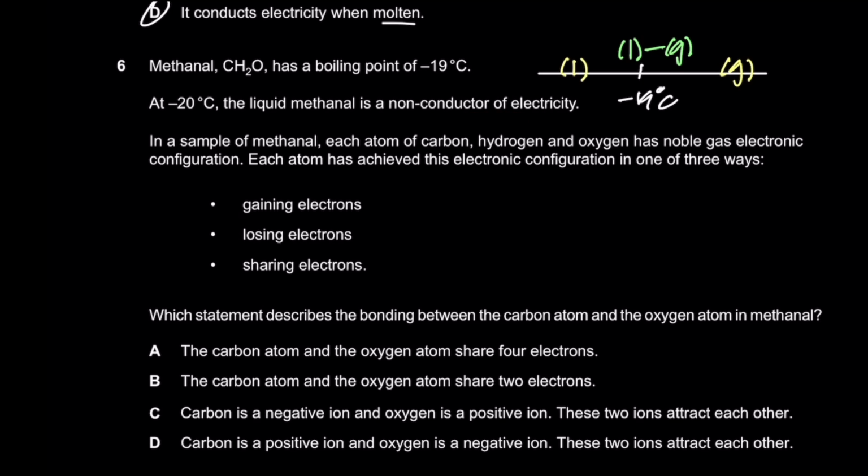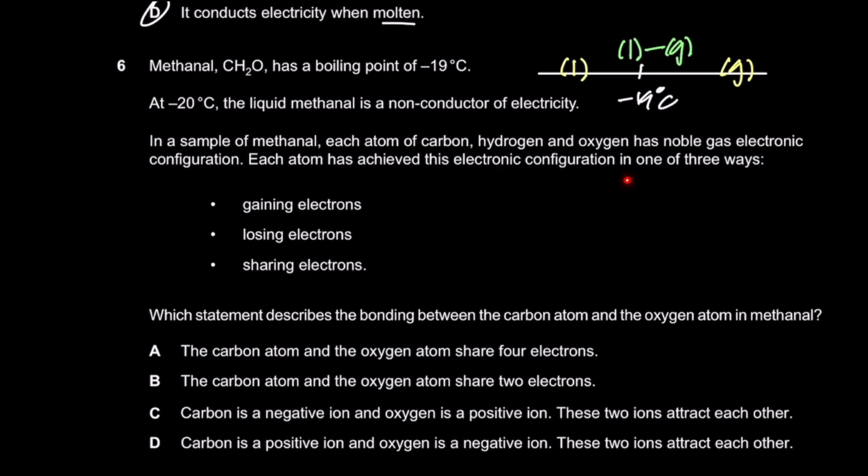Good. And what is methanol? It's an aldehyde, not in your course. Don't get confused with these jargons. In a sample of methanol, each atom of carbon, hydrogen, and oxygen has a noble gas electronic configuration, and obviously they would have that electronic configuration because that is the reason why atoms react. Atoms undergo chemical bonding to attain stability, to attain a stable electronic configuration.